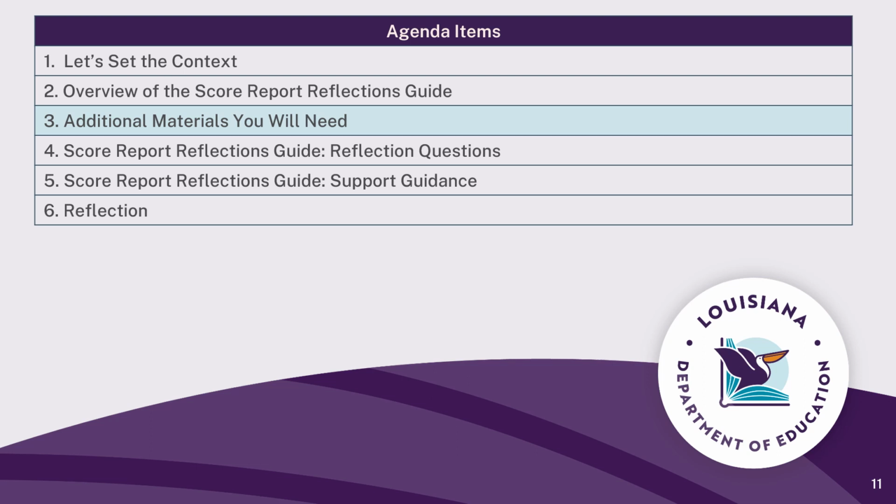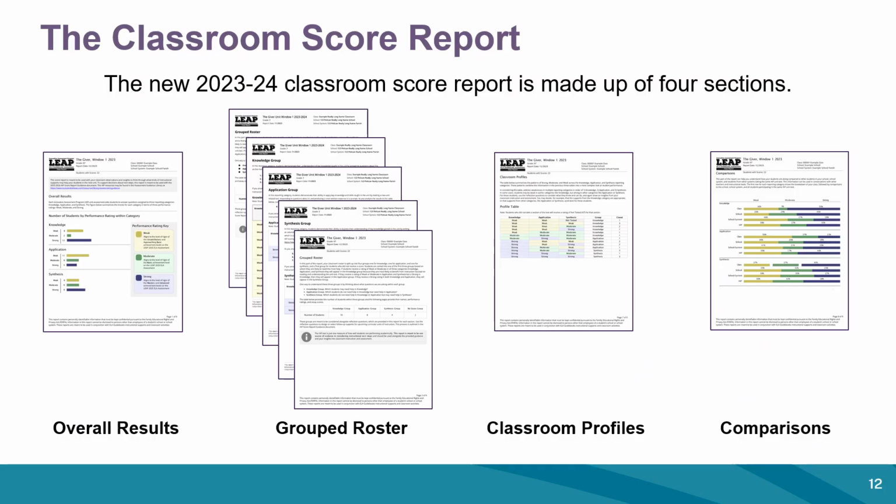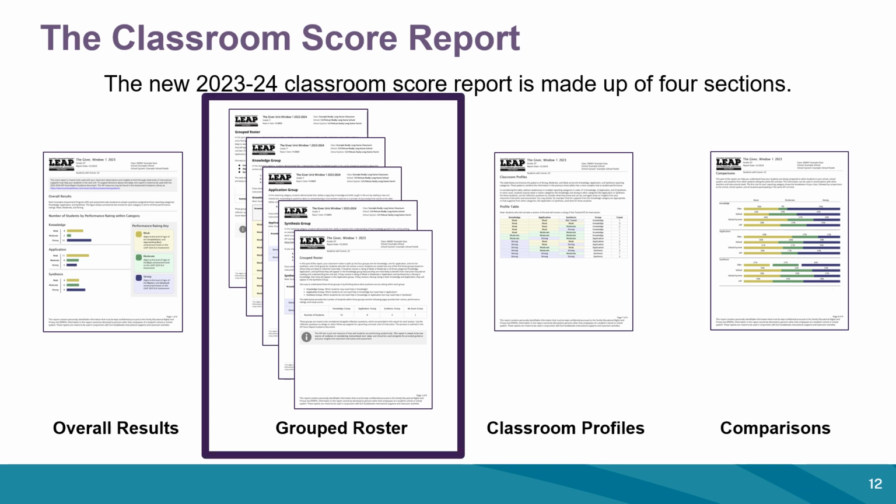First, the IAP Classroom Score Report, and 2, student work samples from a recent writing task. In addition to the Score Report Reflections Guide, you will need your most recent IAP Classroom Score Report. As you might remember from the previous module, the Classroom Score Report has 4 sections. When working through the Score Report Reflections Guide, the most relevant section is the Grouped Roster section.